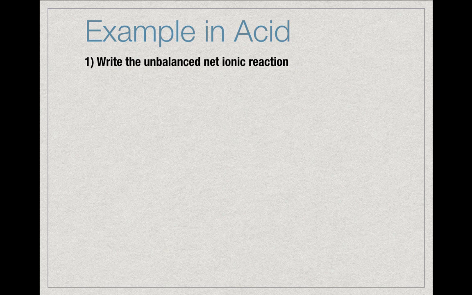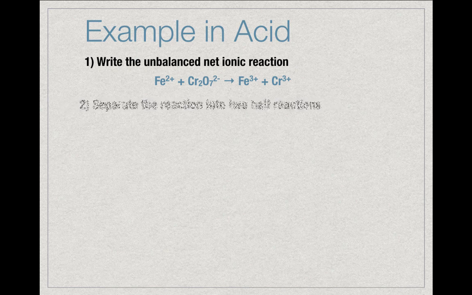So the first thing we need to do is to write the unbalanced net ionic reaction. So we have Fe2+ plus a dichromate ion goes to iron 3+ plus chromium 3+. Next step is we're going to separate that reaction into two half reactions. Normally you can figure out which half reactions you're going to have to do by making sure you have similar elements in both of the half reactions. The oxygens will balance in a later step.